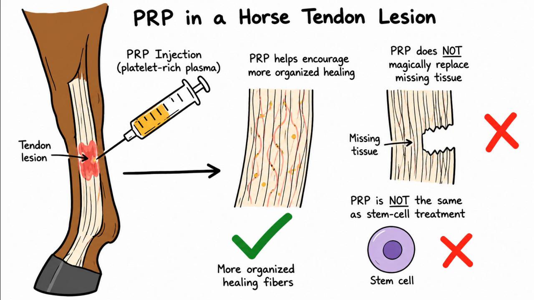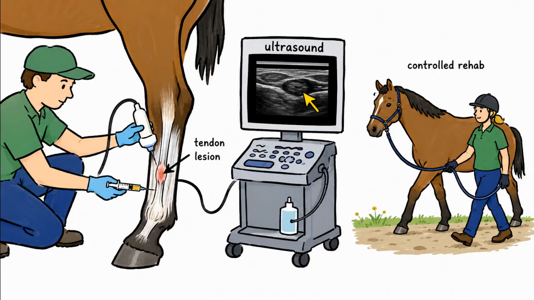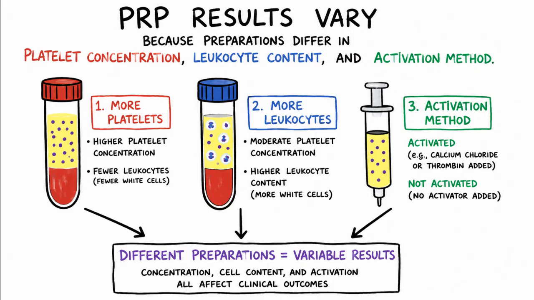PRP is intended to encourage more organized tendon or ligament healing, not to replace missing tissue or act as a stem cell treatment. It is usually injected into a defined lesion under ultrasound guidance and must be paired with controlled rehabilitation. Results vary because preparations differ in platelet concentration, leukocyte content, and activation method.